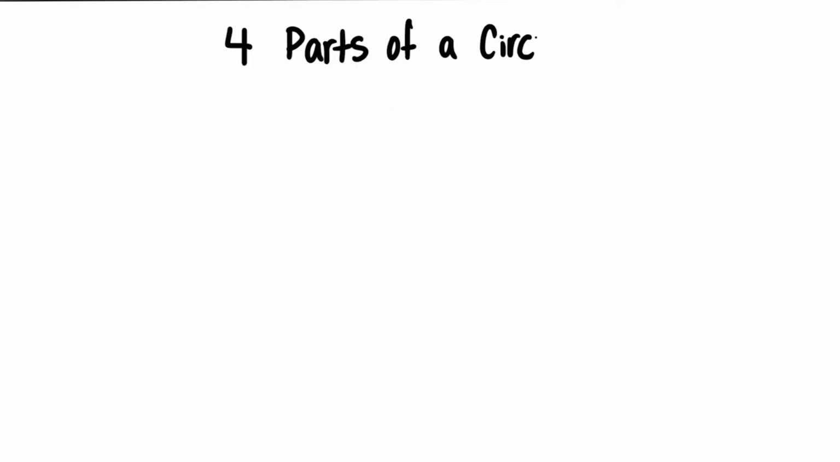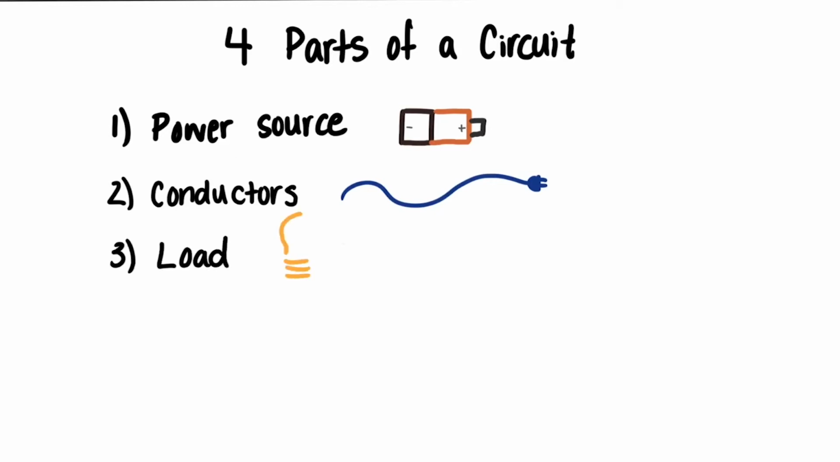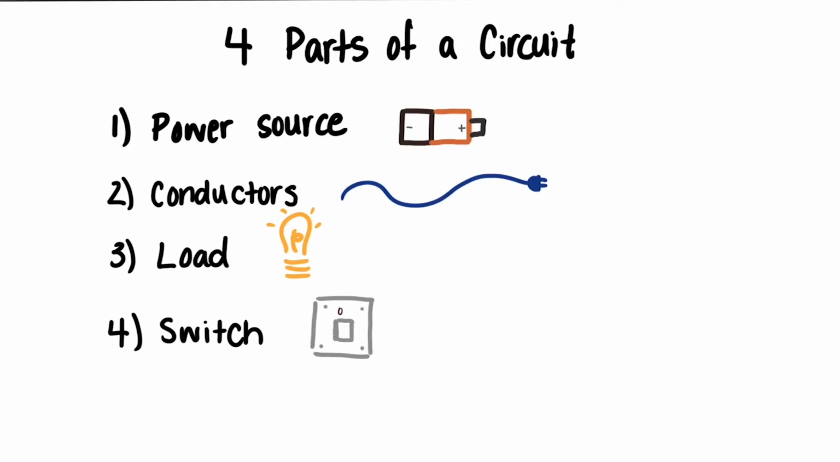Now, a simple circuit usually has 4 parts to it. The first one is a power source. So this is how we're going to give power to the circuit, for example, with a battery. Number 2 is conductors. These make the path for the electricity to flow, connecting the power source to the load, for example, wires. Number 3 is the load, and this is usually a light or a buzzer that's turned on when the circuit is closed. And finally, we have a switch. This is to control when the circuit is open or closed.